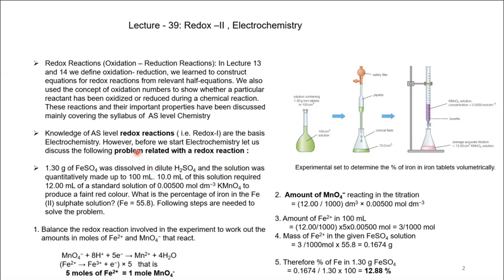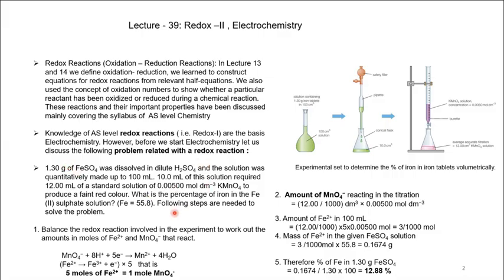So here the problem is that we make the solution up to 100 milliliter with sulfuric acid. Then from this 100 milliliter, we took 10 milliliter of this solution, which required 12 milliliter of a standard solution of 0.005 molar potassium permanganate. We are asked to find the percentage of iron in this 1.3 gram of ferrous sulfate. That's what we are asked.